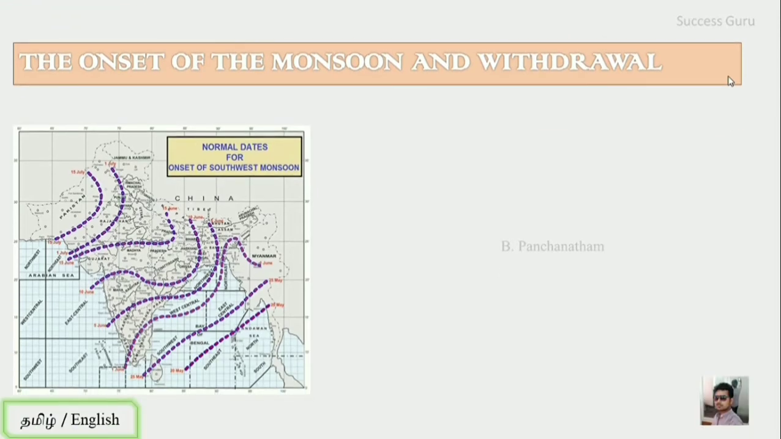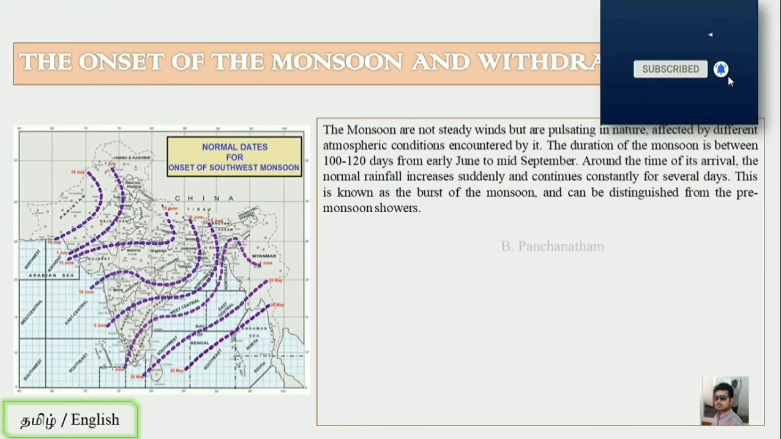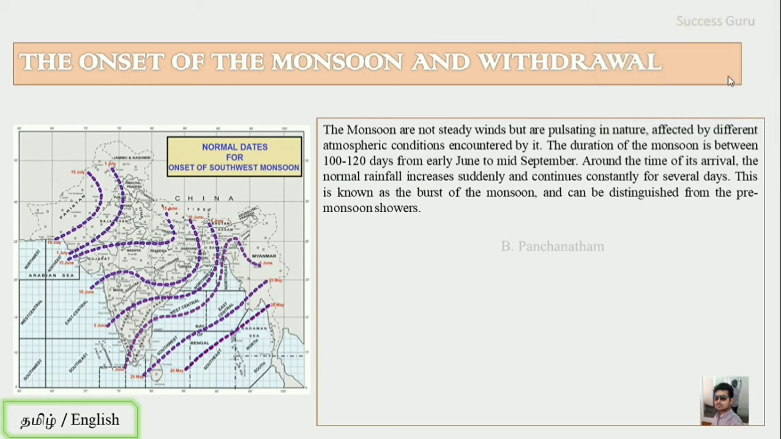The onset of the monsoon and the withdrawal of the monsoon. Actually, the monsoon winds are not steady but are pulsating in nature, affected by the different atmospheric conditions they encounter. The duration of the monsoon is between, say, 100 to 120 days, from early June to mid-September. Around the time of its arrival, the normal rainfall increases suddenly and continues constantly for several days. This is known as the burst of the monsoon and can be distinguished from the pre-monsoon showers.